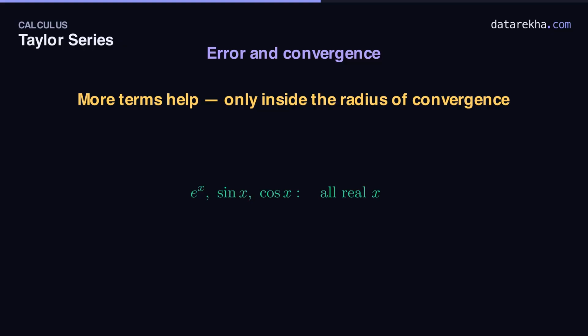For e to the x, sine and cosine, the series converges for every real x. Add terms anywhere and you win. But the log and the geometric series only converge when the size of x is below 1. Step outside that radius, and piling on more terms makes things worse, not better. A Taylor series is a local promise, kept only near its center.